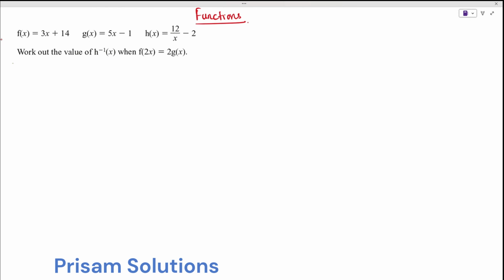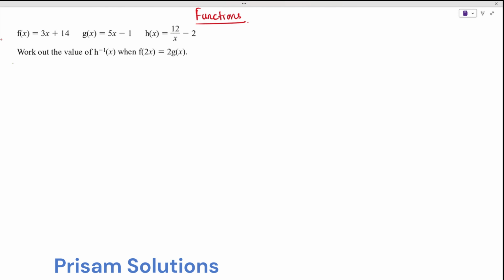In this question, what we have to do first is find f of 2x, then 2 times g of x, equate them together to find our value of x, and from this, we then substitute it into our function h inverse of x. But before we do that, we have to find h inverse of x, because we're only given h of x. So this is what we're going to do.